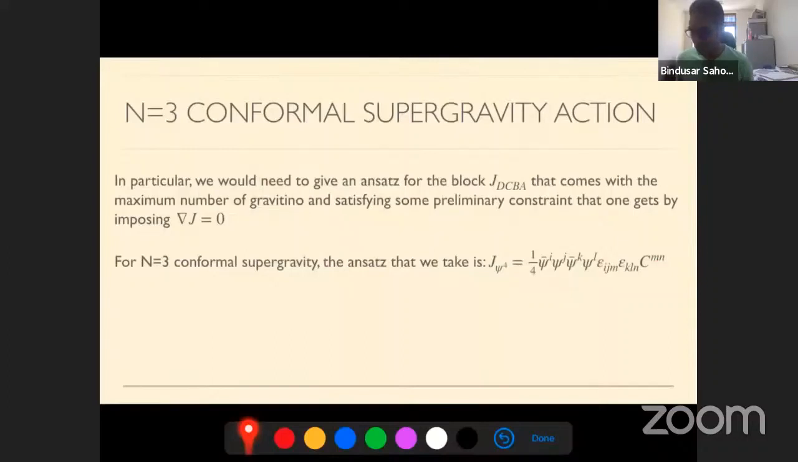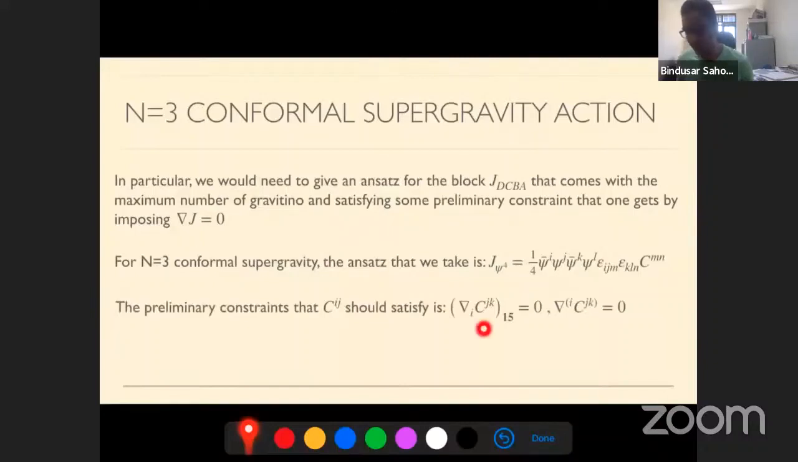Okay, and then imposing this closure condition, you would find that the Cij needs to satisfy these conditions. This basically tells that in the left supersymmetric transformation of this object Cij, there is nothing transforming in the 15 of SU3. And this tells us that in the right supersymmetric transformation of Cij, there is nothing that transforms in the 10 of SU3.